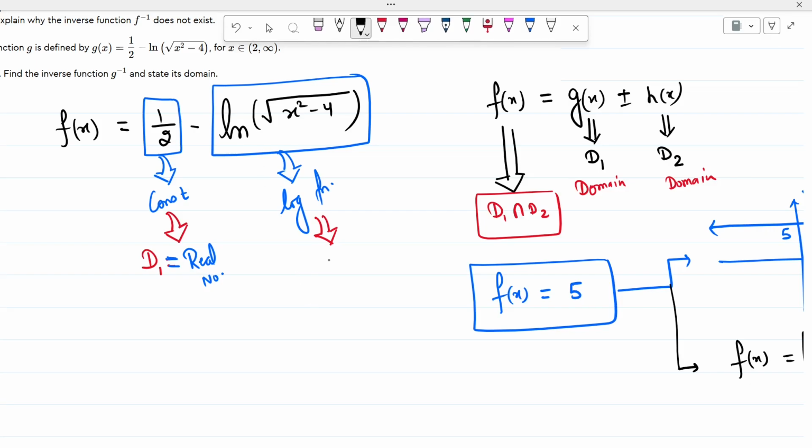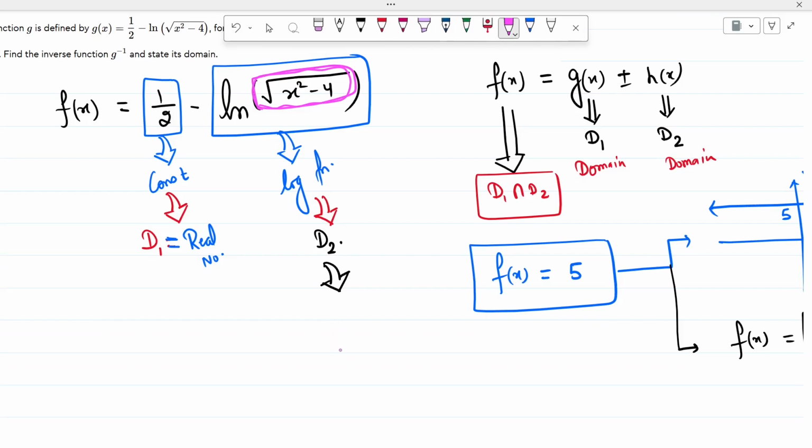Now we are working on this domain D2. As per the requirement of the log function, whatever is written in the argument of this ln function should be greater than 0. Equal to 0 is also not allowed. You can take only greater than 0. This condition is written for the definition of ln. Are you getting my point?